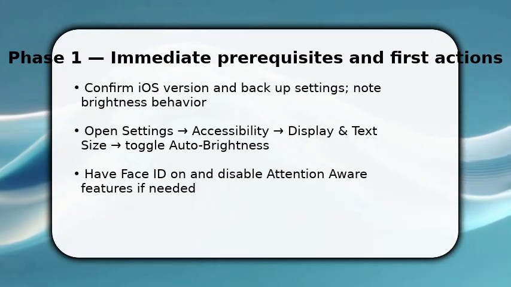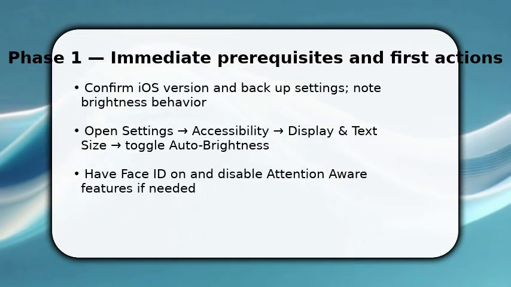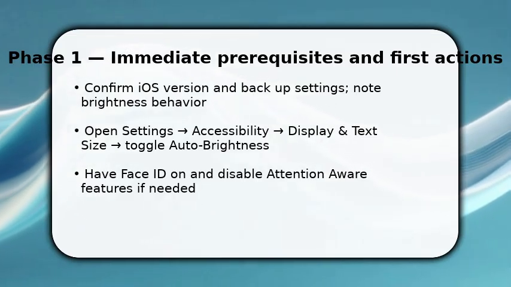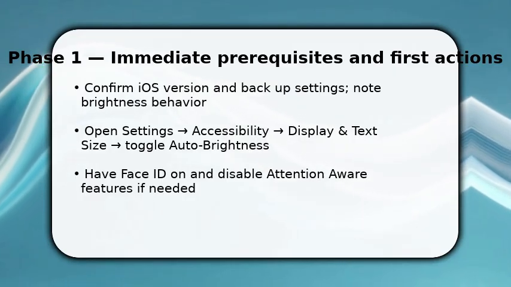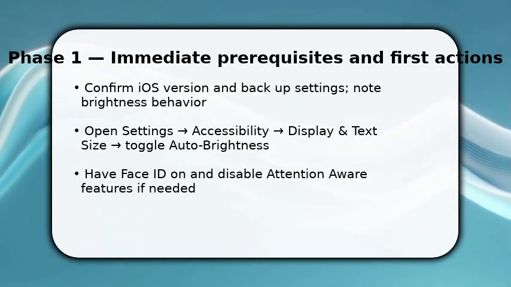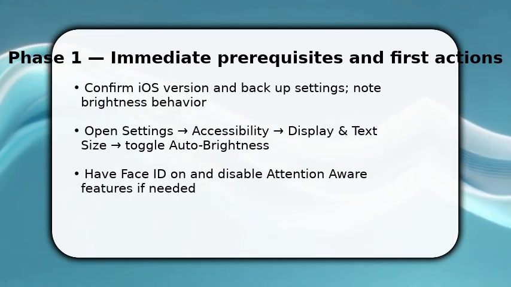You'll begin by checking Essentials. Confirm your iOS version and backup settings so you can revert changes. Open Settings and go straight to Accessibility, then Display and Text Size. This is where Auto Brightness lives.